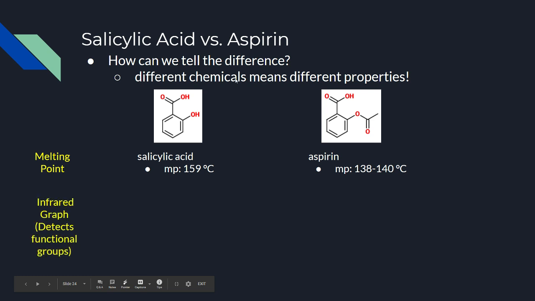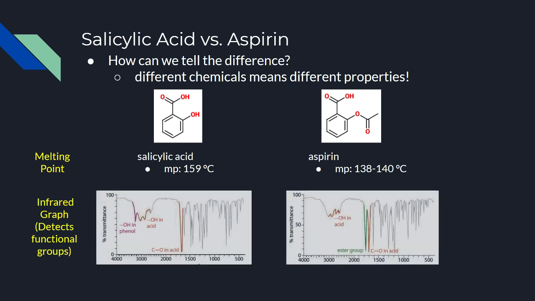We also learned that because these are different chemicals, they have different functional groups, and organic chemists have a way to distinguish these functional groups through another thing called an infrared graph. It's able to use the bumps and peaks as a way to detect functional groups. So again, this is just more of a holistic big picture idea.